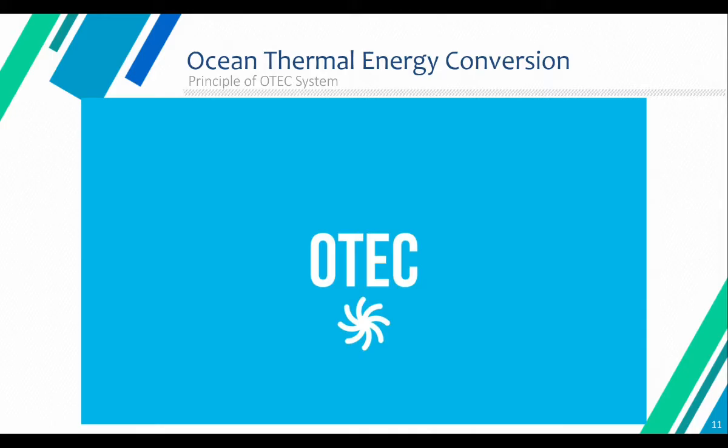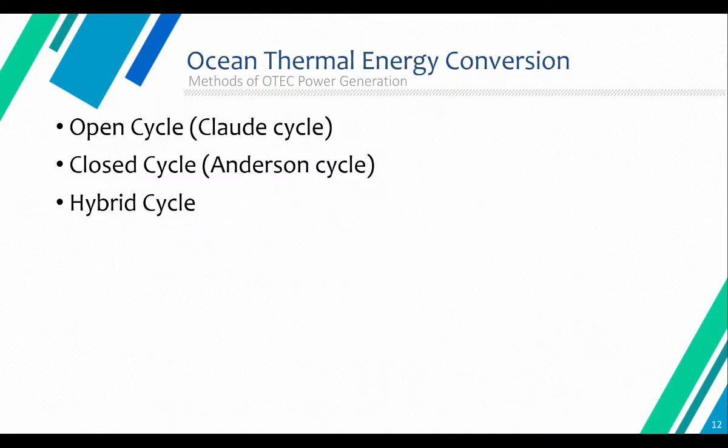Ocean thermal energy conversion, abbreviated as OTEC, is the main part dealing with energy from the ocean. We can divide the methods used in OTEC broadly into three categories. The first one is open cycle. The second one is the closed cycle, also known as the Anderson cycle. And the third one is the hybrid cycle.